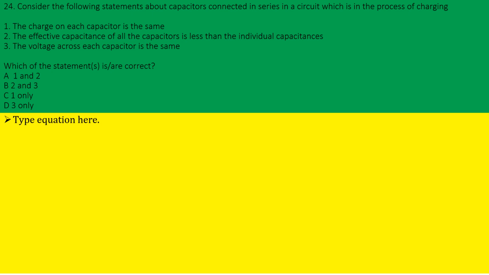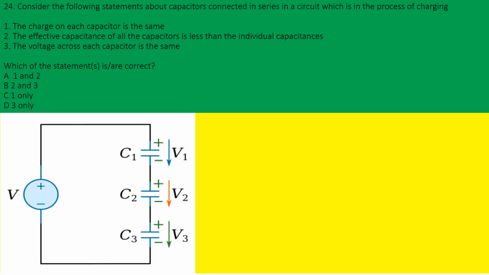All right, which of the following statements about capacitors connected in series in a circuit which is in the process of charging? So these capacitors are being charged by V here. If they're in series, then the charge on each capacitor will be the same. So one says the charge on each capacitor is the same, correct. The effective capacitance of all the capacitors is less than the individual capacitance is correct, because they behave like resistors in parallel. Three says the voltage across each capacitor is the same. That's not true. That's why you have V1, V2, V3. Each capacitor C1, C2, C3 has its own voltage. So our answer here is A.